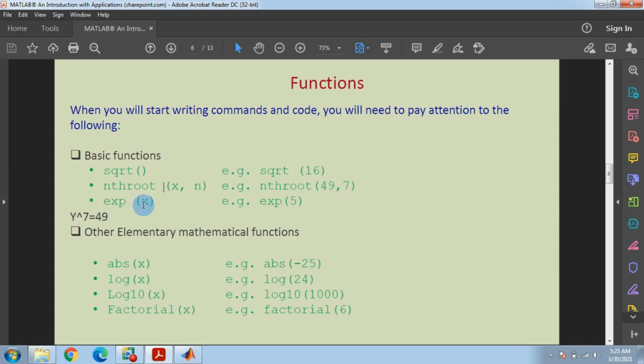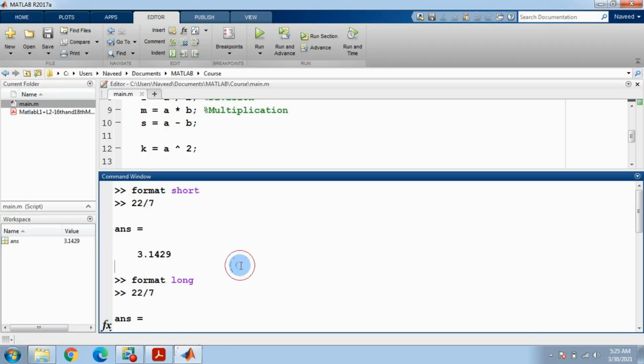Next one is the exponential function. So it takes a value and makes it the power of the exponent e, which is a predefined constant. Another one is the power operator, which we saw earlier also. So let's try these three functions and see what the results look like.